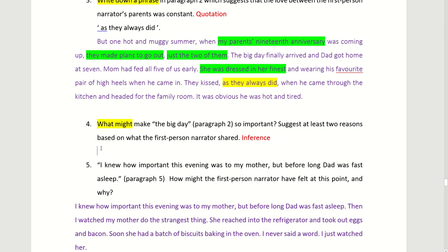Okay, write first. Pause the video. Write first. What might make the big day so important? Pause the video and write. Have you written your answer? No? Go back and write it. I don't want you to copy the answer. Try. Yes, I know that it's difficult, but you have to try and write down the answer. Later, I'll go through. Copying will not help you.